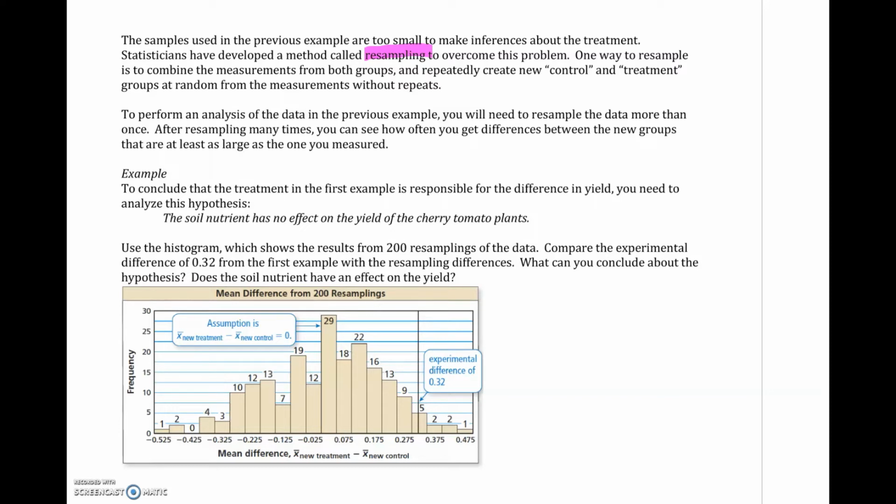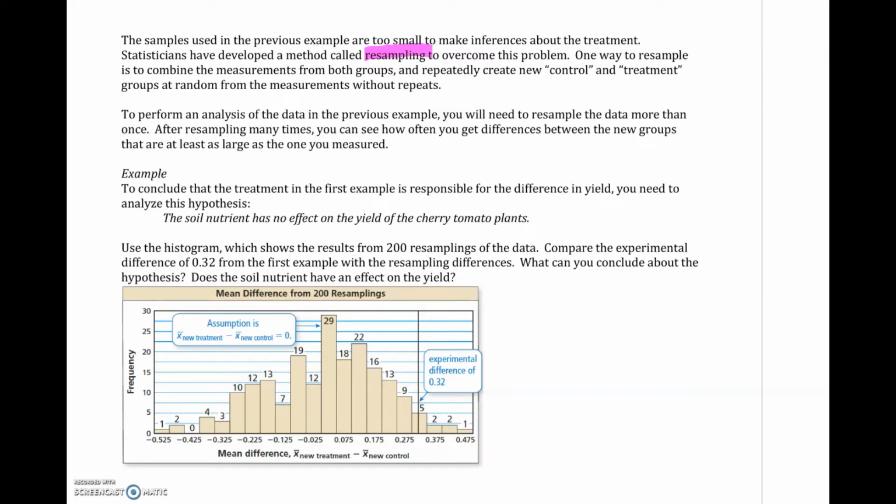And one way to resample is basically take those two groups that we had before and repeatedly mix and match them, right? Make random new groups of control and treatment groups out of those original 20, the 10 control and 10 treatments. And then we'll just keep resampling over and over again and see what results we get. So again, we're not growing new plants every single time. We might take those 10 original controls, label them 1 through 10, the 10 original treatments, label them 11 through 20, and mix and match.